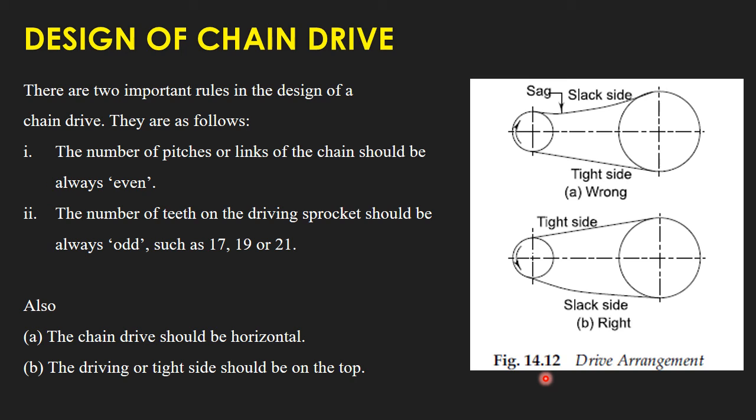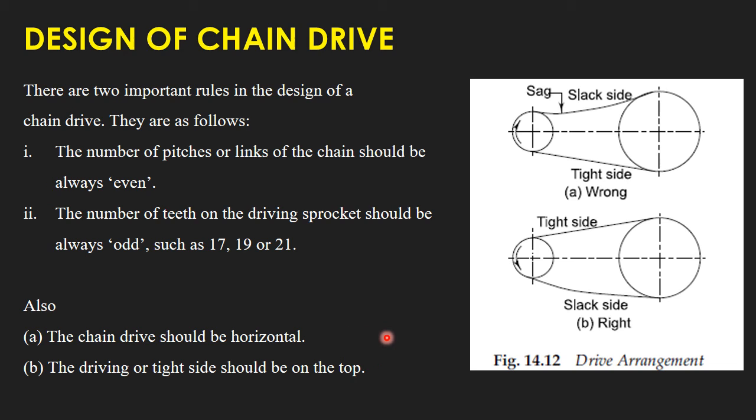Next, the concept regarding the positioning, that is the drive arrangement positioning. Chain drives can be arranged either in a vertical or in a horizontal position, but as far as possible, vertical chain drives need to be avoided. Why? Because you can assume a sprocket present here, and at the bottom there is another sprocket, oriented vertically. In the case of a vertical drive, as I said, there will be sagging, that is, slack will definitely take place in a chain drive.